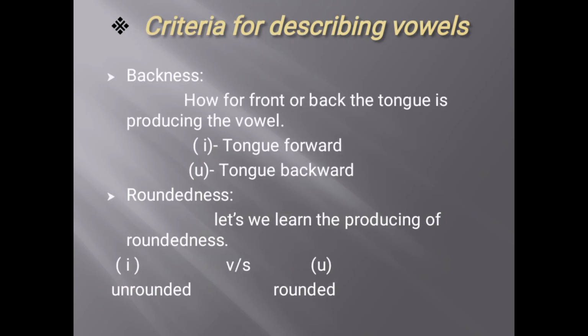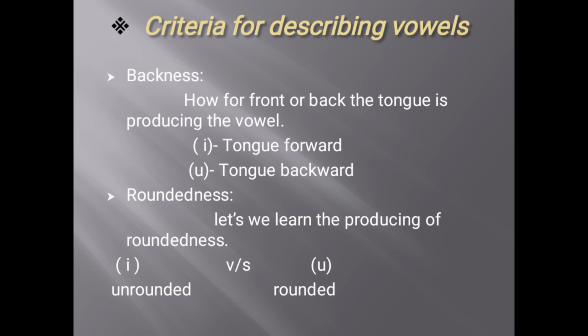Backness: how far front or back the tongue is when producing the vowel. Ee, ee, ee: tongue forward. Ooh, ooh, ooh: tongue backward.